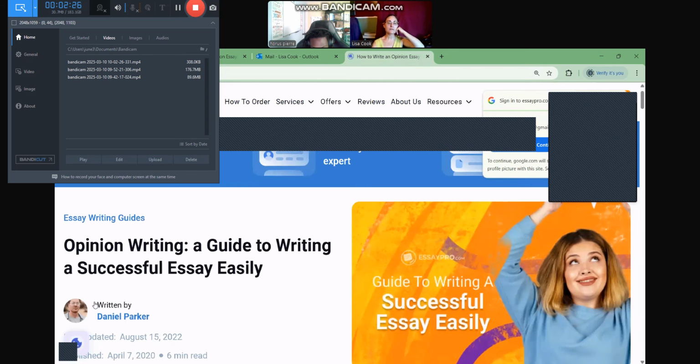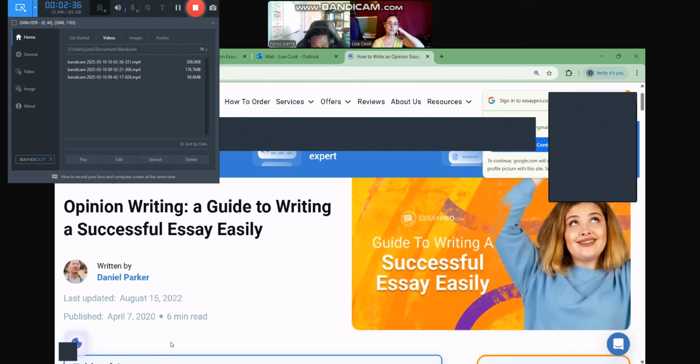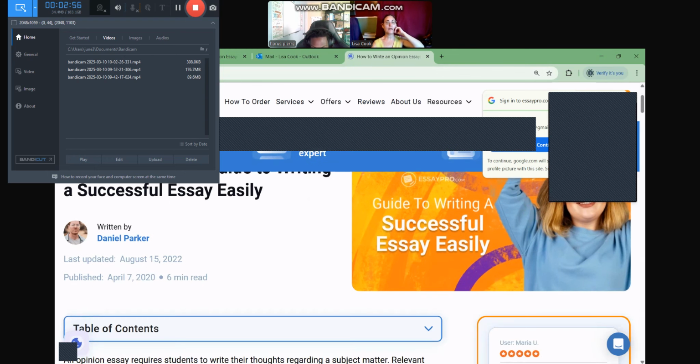This one has the author right here, doesn't it? And the date that it was published. You see that? This was the date it was published. Yeah, you could use either one of them, but here is the author, okay? And the platform and the publisher would be essaypro.com. And then here is your web address, okay?